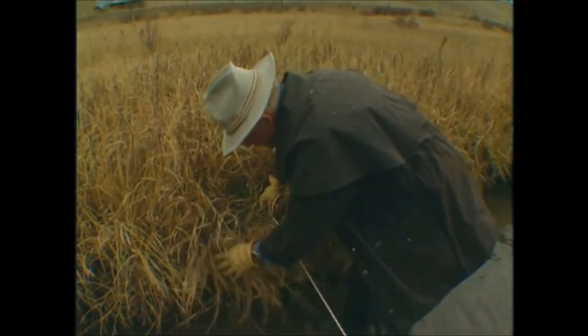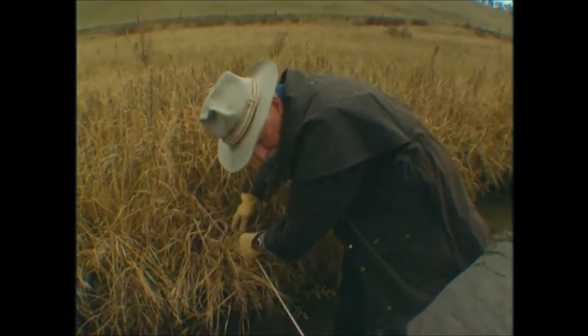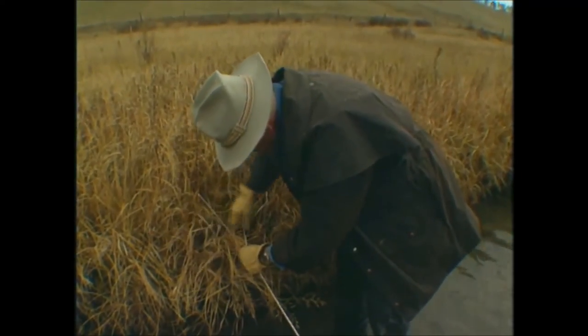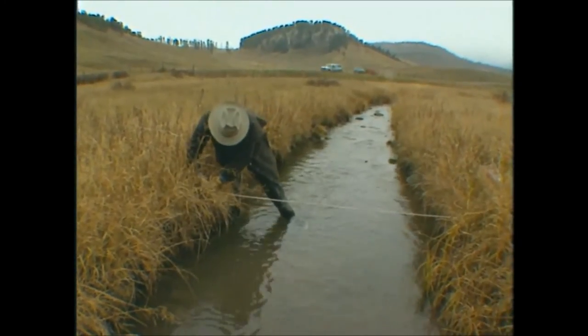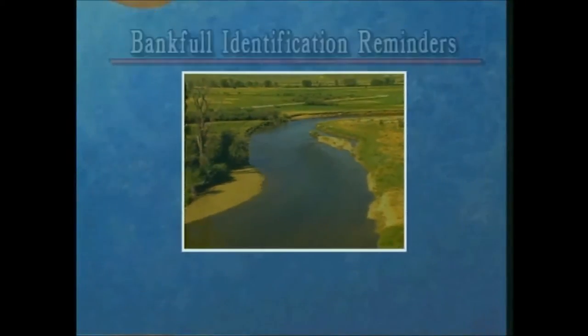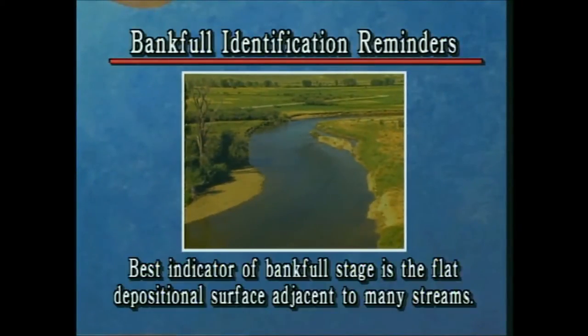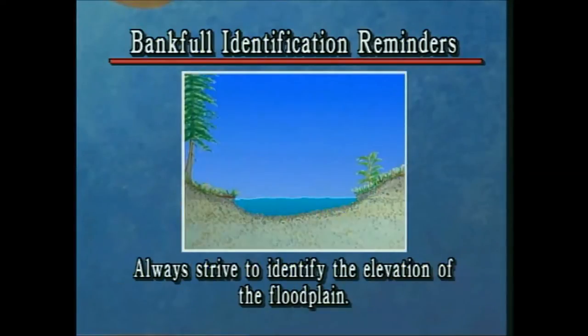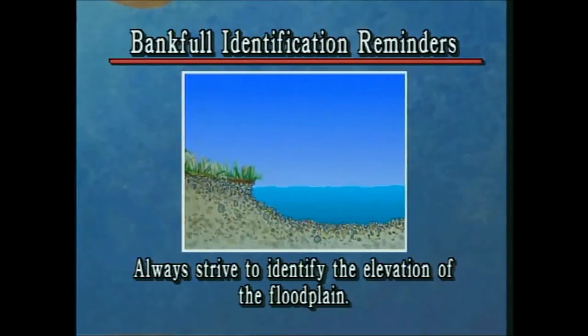As we have demonstrated, finding Bankfull stage in the field can be difficult. Stream types and indicators vary by geographical location, and the identification of Bankfull stage requires a rigorous and complete observation process. A lack of consistency by a single person or among several people can therefore yield poorer results. To assure consistent identification of Bankfull stage, keep the following in mind as you head for the field. The best indicator of Bankfull stage is the relatively flat depositional surface located adjacent to many stream channels. This surface is the stream's floodplain. Always strive to identify the elevation of the floodplain, regardless of the type of stream, since this is the most consistent feature associated with Bankfull stage.